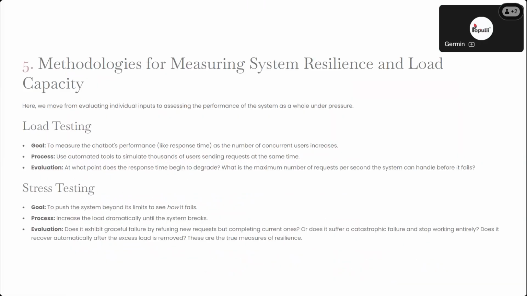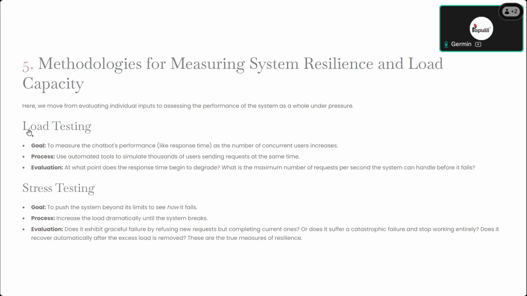Okay, now that we have talked about how the chatbot handles individual inputs, let's take a step back and look at the system as a whole. Here, we are not just testing if it can understand a typo or an emoji. We are testing how it behaves under real-world pressure. This is where we measure two key things: load testing and stress testing.